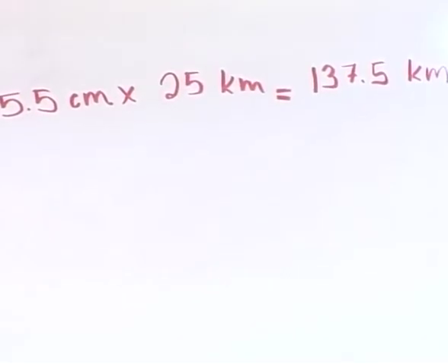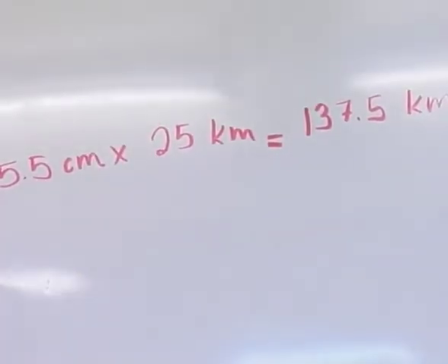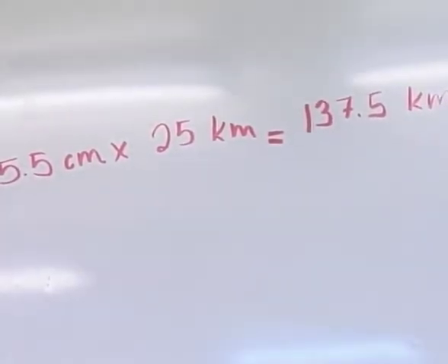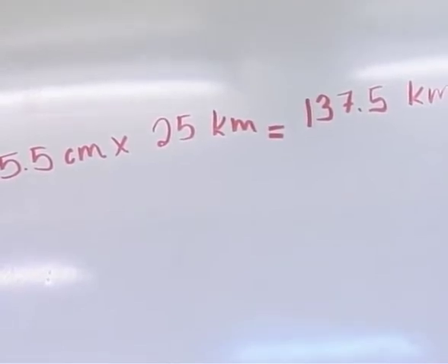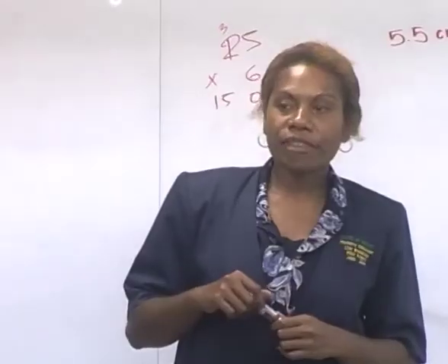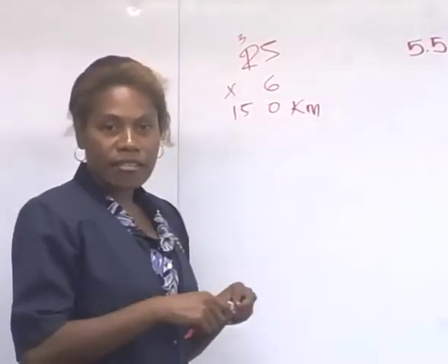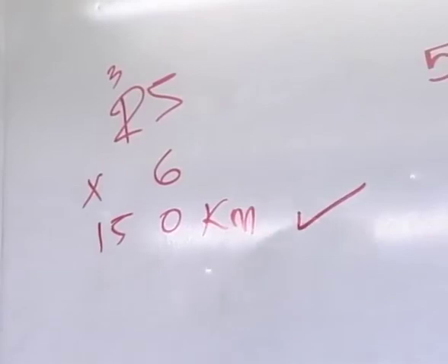All right, look at A. Receiving students, just go through your answers, please. You want to calculate the distance of Wutung to Aitape. On the map it was how many centimeters? 6 centimeters. Using your ruler, you measured Wutung to Aitape, it was 6 centimeters. So what was the scale? 1 centimeter is equal to 25 kilometers. So 25 by 6 will give you 150 kilometers. So that's correct. What about B?